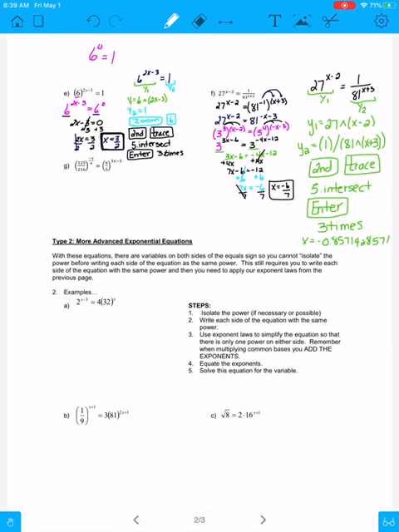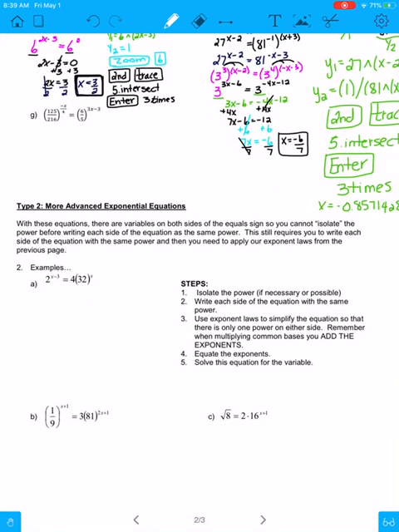Then we have type 2, which are the more advanced exponential equations. With these equations, there are variables on both sides of the equal sign, so you cannot isolate the power. Before, in all the previous questions, a lot of the time we could get just the variable by itself. Also, in the previous ones, I made it so that we always had one base to an exponent, one base to an exponent. Well, we're not going to stay that way, okay? And G we're going to leave for now.